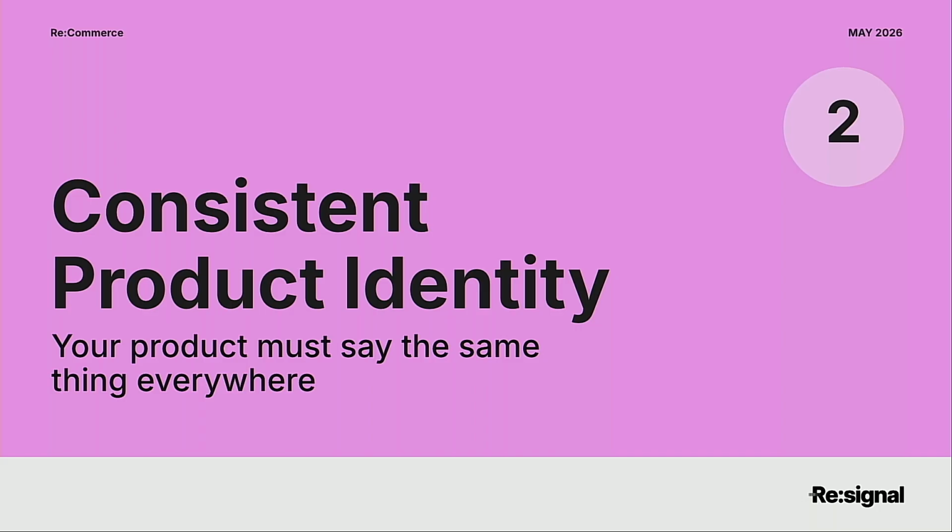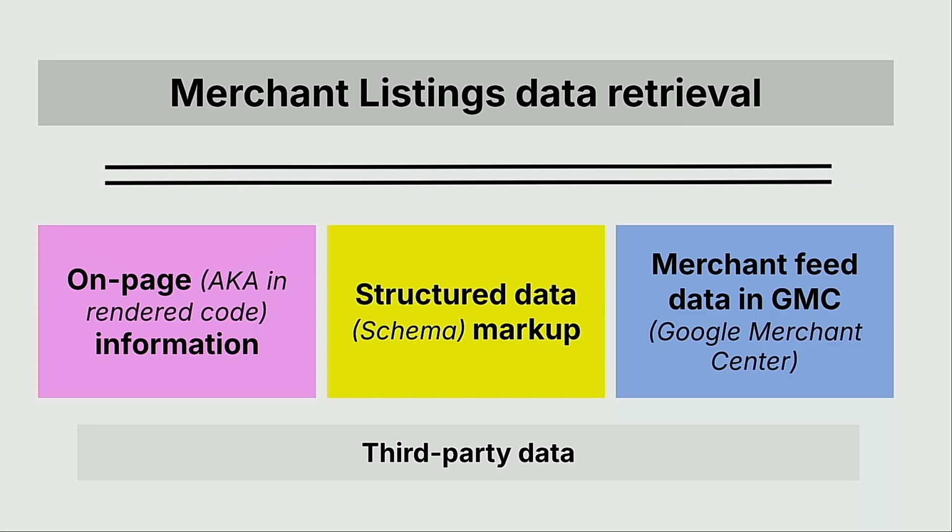So on to point number 2, this is going to be talking about the consistency of your product identity on your website and how you should be saying the same thing everywhere that your product appears. So this is particularly important for organic shopping grids, and there are 3 primary first-party data sources of retrieval for information to fill these product grids.